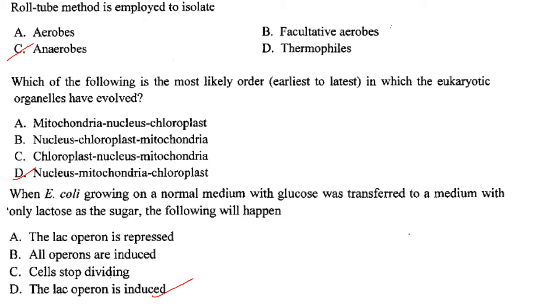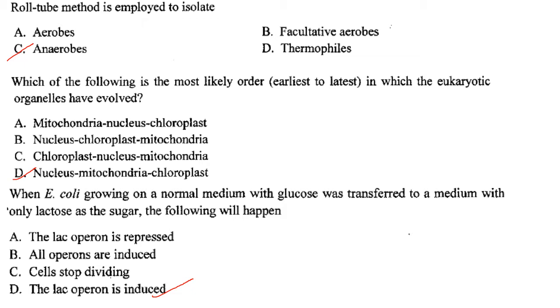Which of the following is the most likely order, earliest to latest, in which the eukaryotic organelles have evolved? So it is nucleus, mitochondria and then chloroplast. Answer is option D.